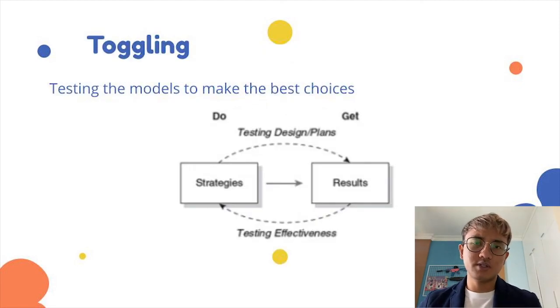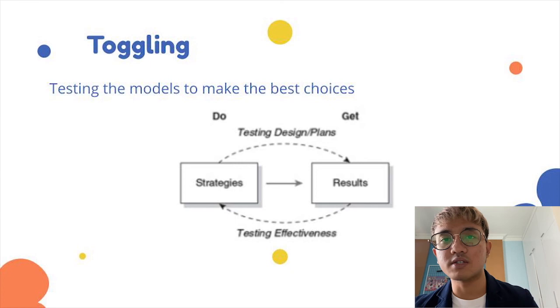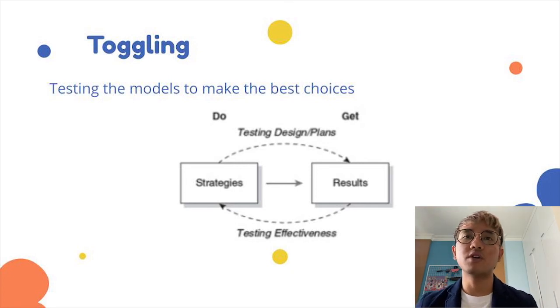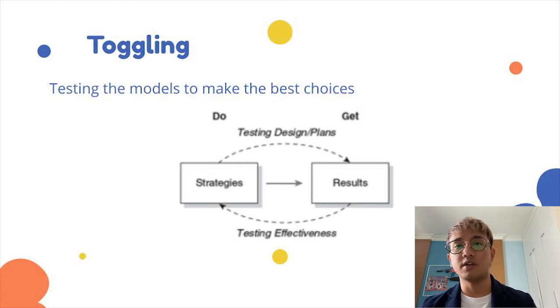The third suggestion refers to toggling. To put it simply, it is basically testing the models to make the best choices, finding the optimal fit between a selected set of strategies and possible results. If you look at the figure, it displays the testing that occurs. This is an effort to determine the best combination of strategies to secure your intended result.